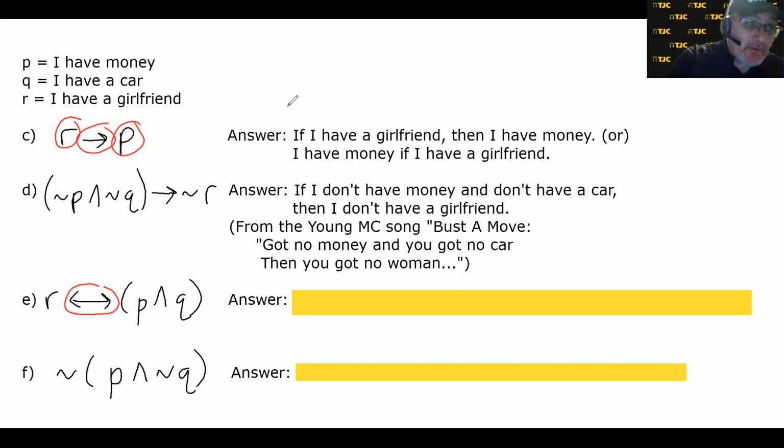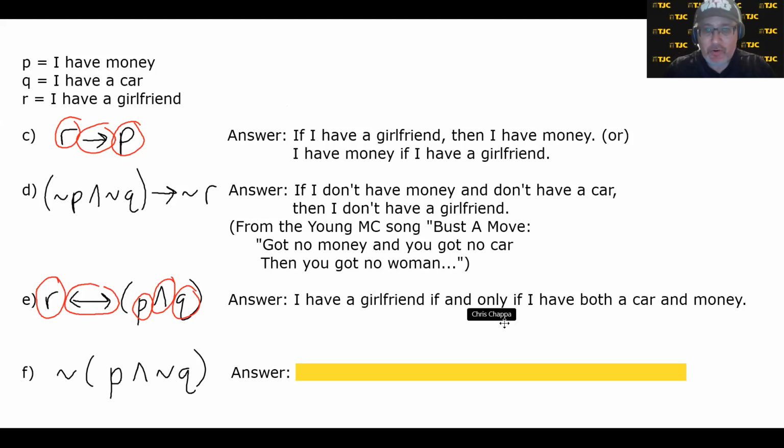All right, so let's see if we can read this. I have a girlfriend if and only if I have money and I have a car. Let's see. I have a girlfriend if and only if I have both a car and money. All right, so I got the car and the money in the reverse order. So if we want to be literal about it, then we would need to put money first and then car second. But a conjunction, a statement formed with an and, is reversible. So that's forgivable.